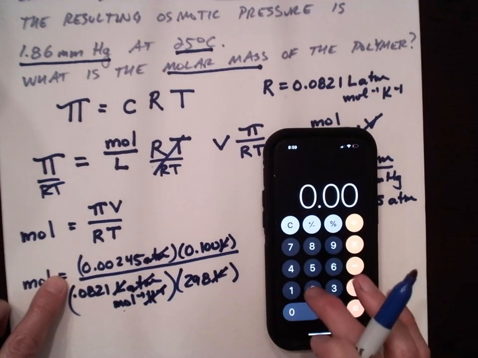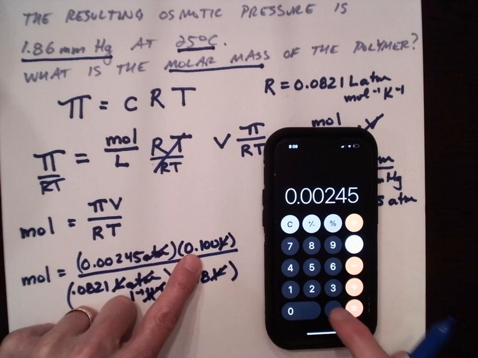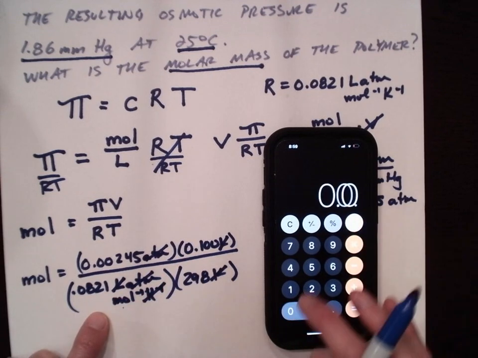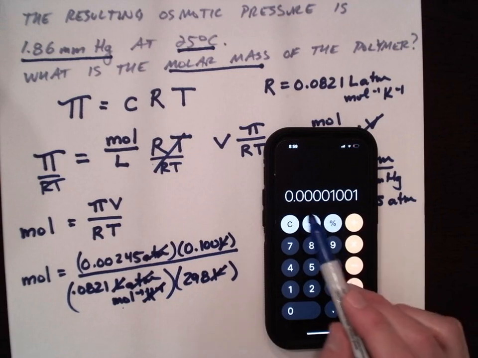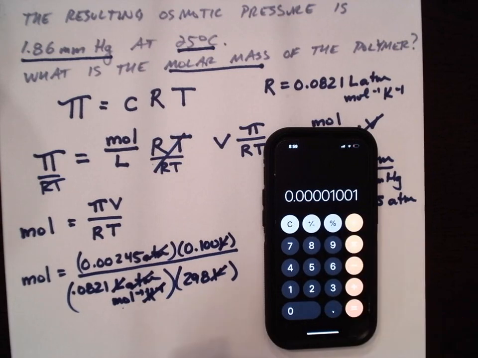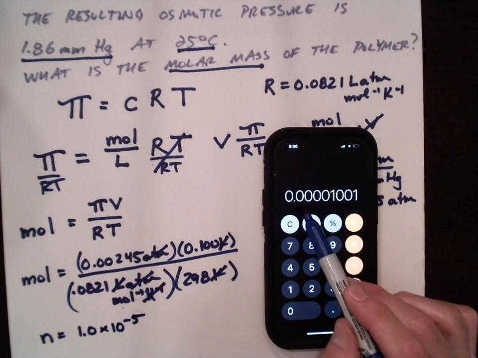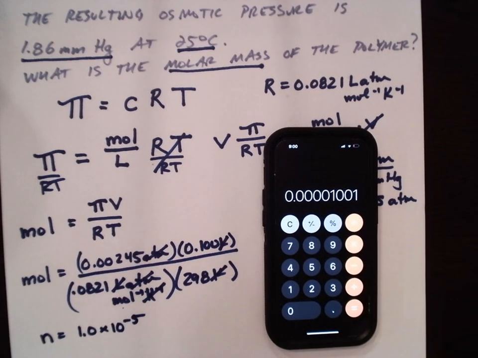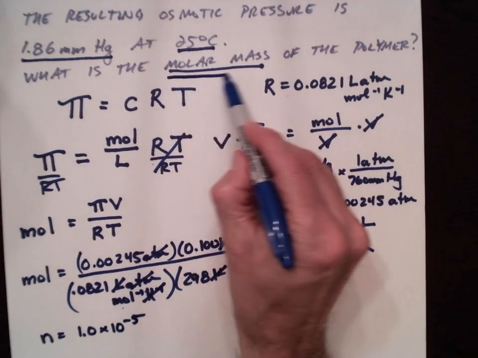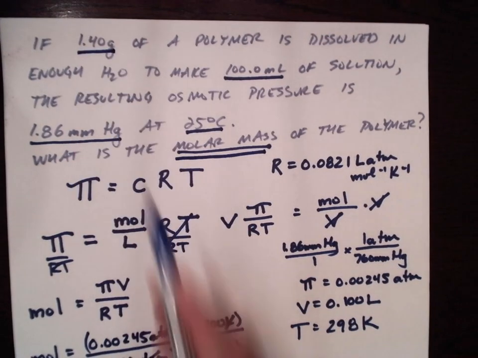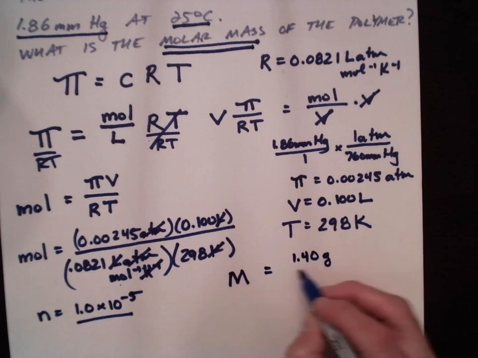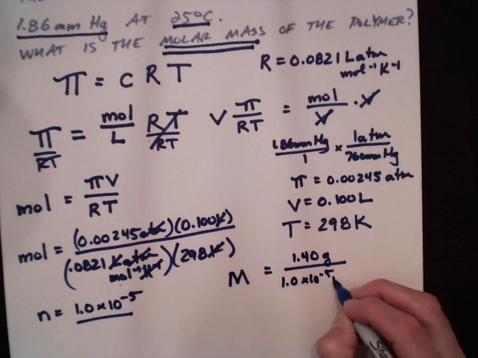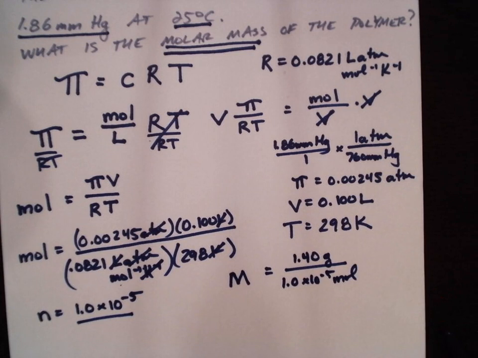So I take 0.00245, multiply that by 0.1, divide this by 0.0821, and also divide this by 298. That's not a whole lot of moles. So the number of moles is 1.0 times 10 to the negative fifth. Make sure I did that right. Yep, that's right. So the molar mass, which is what we're looking for, is going to be the grams per mole. So the molar mass is going to be 1.40 grams divided by 1.0 times 10 to the negative fifth moles. Almost home free.